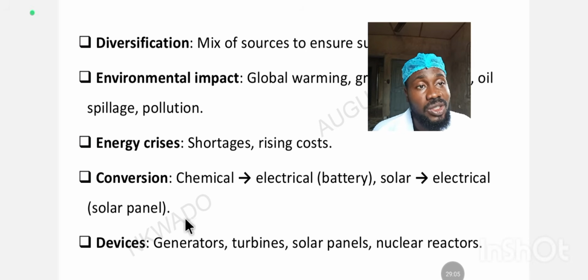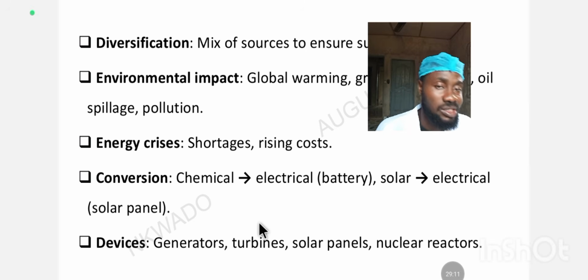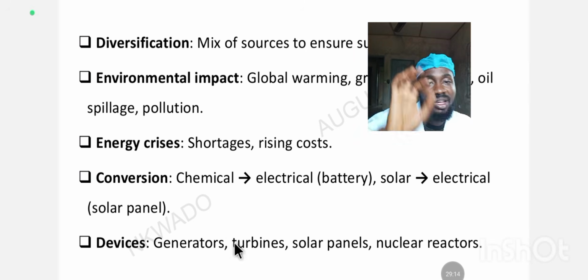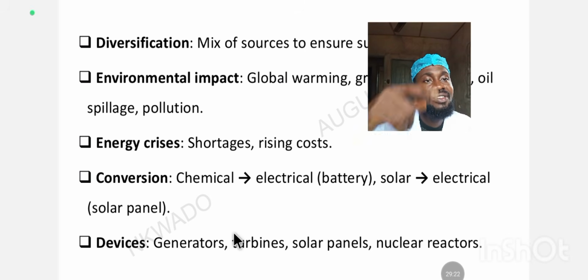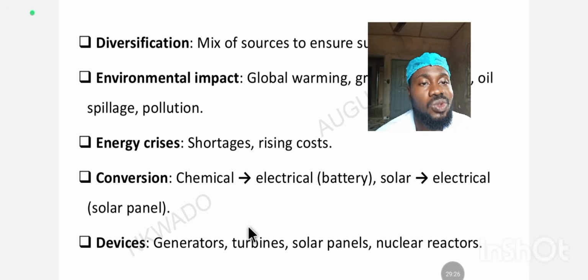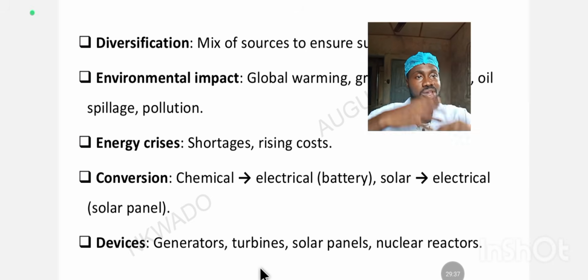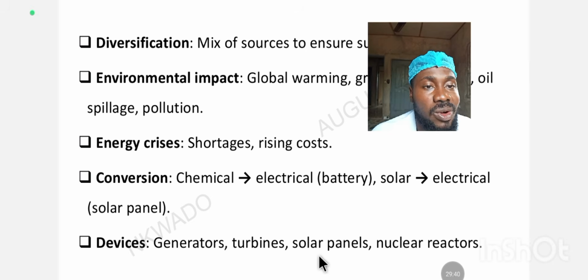We use generators, which convert what? Potential energy to kinetic energy, then to electrical energy. The potential energy in the fuel is converted to kinetic energy. When it converts to kinetic energy, it forms heat energy, then forms what? Light energy. Also turbines, which are used in power stations where electricity is generated from water. We use the turbine to create waves in water that generate electric current.